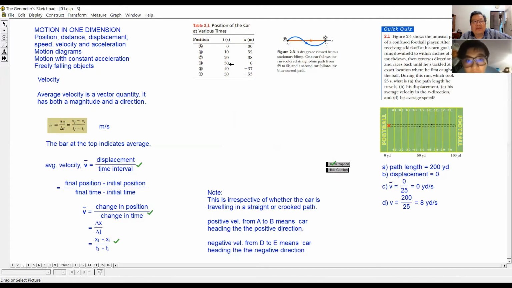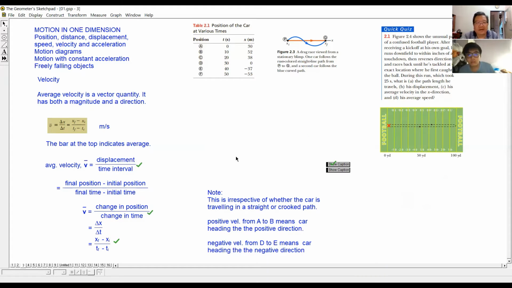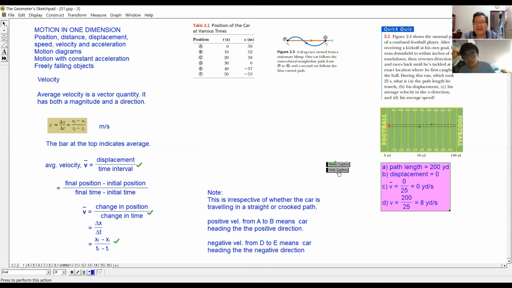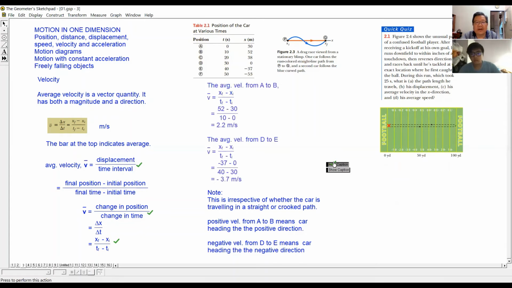How about from D to E? From D to E, these two. D to E will be negative 37 minus 0 over 40 minus 0. Okay, negative 3.7. Correct. It's negative 3.7, right? Oh, I showed the wrong one. This should be the one. Okay, negative 3.7. So we see that the initial position is D, the final position is E, right?